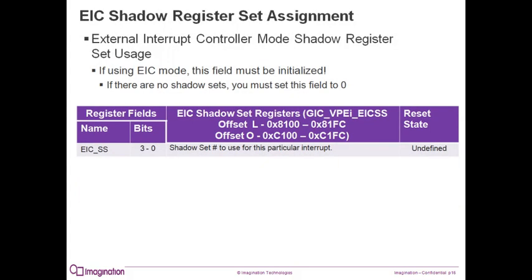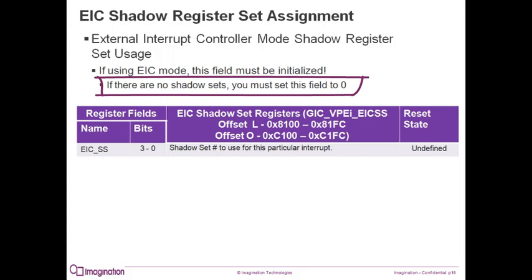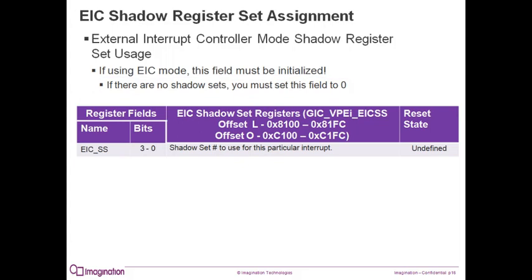If you are using EIC mode, you must set the register set to use for each interrupt source. It is not an initialized register, so if your system does not have shadow register sets, you must set this field to 0. Note that on this slide and others, offset L is the offset of the address segment of the current executing processor, and offset O is the offset address of the segment of the processor whose ID is in the VPE other addressing register.